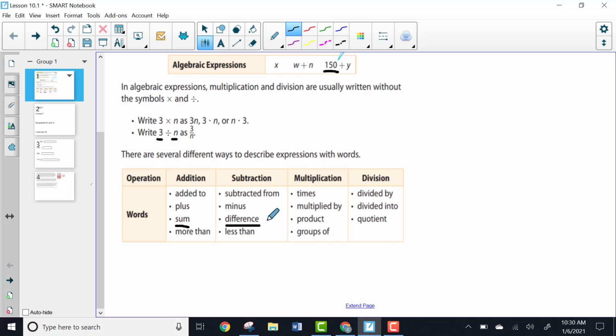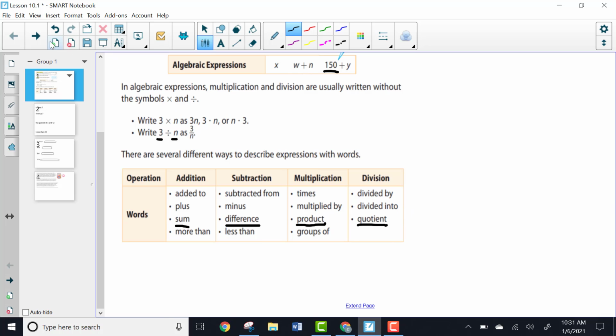For multiplication, we have times, multiplied by, product, which is the answer of a multiplication problem, and also groups of. Finally, division: divided by, divided into. Pretty obvious there that they're division problems. And also quotient, which is the answer to a division problem. Understanding these different ways to describe expressions with words will help you as you're starting to write expressions as well.